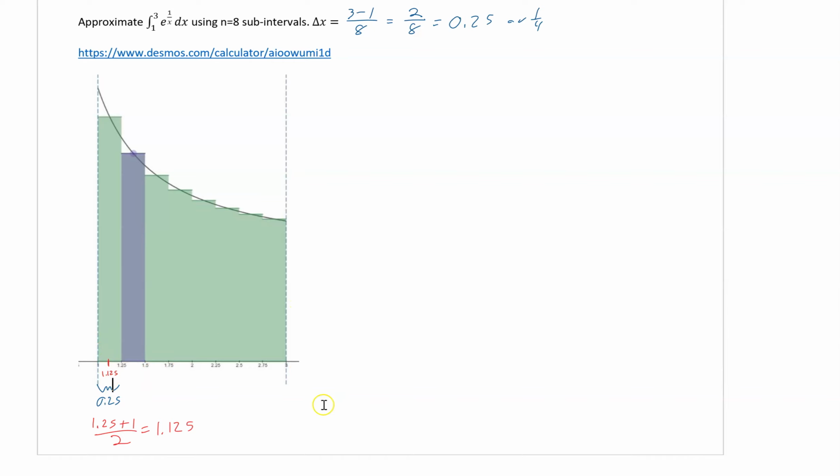This is where this would be a lot easier. So if we plug this function into our calculator, and we'll use the table function, hit pause and do that now.